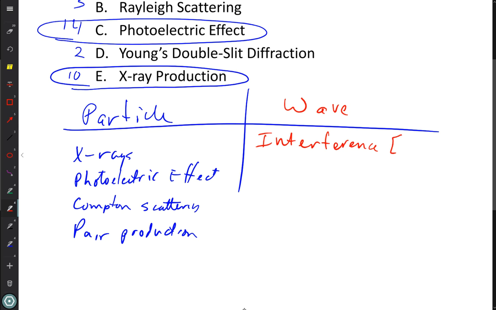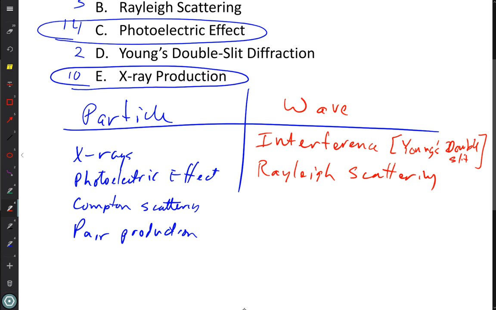For the wave, we had anything that has to do with interference. And so the example we had there was Young's double slit. We could also do the thin film interference. That's also a wave-only phenomenon. Rayleigh scattering. Polarization.